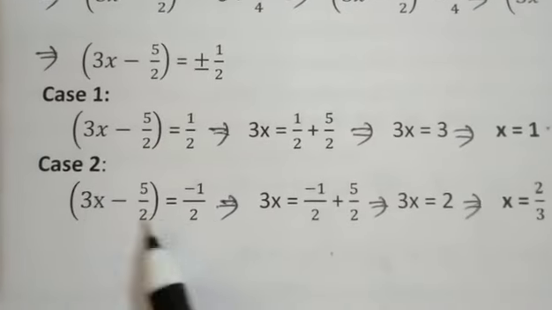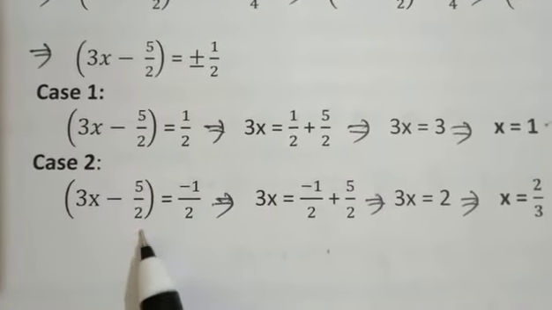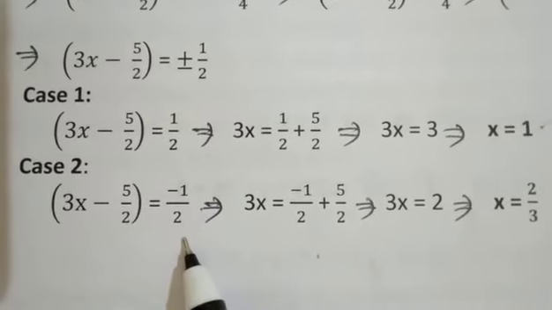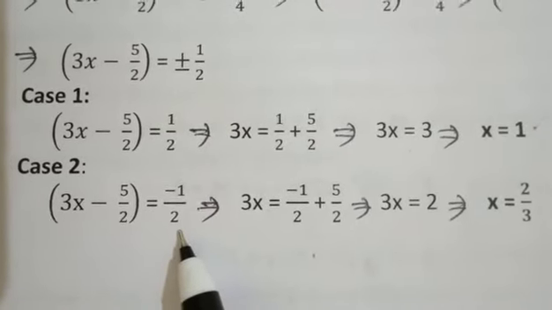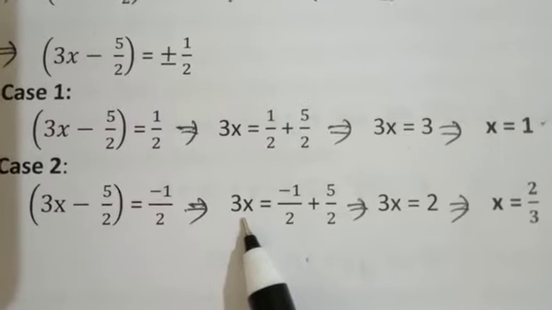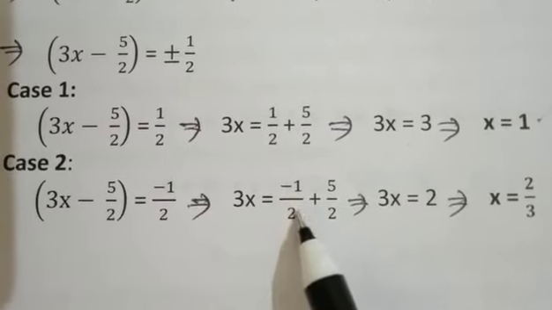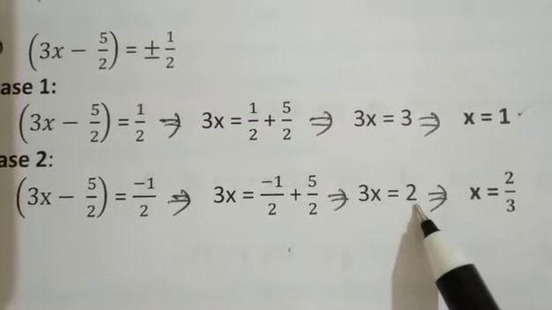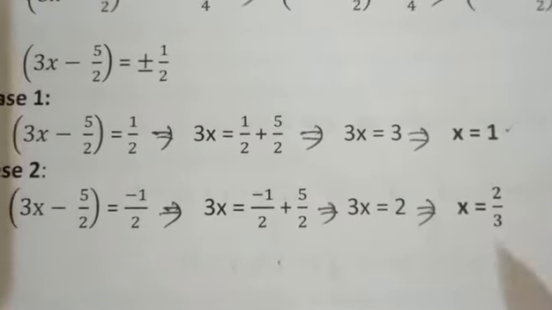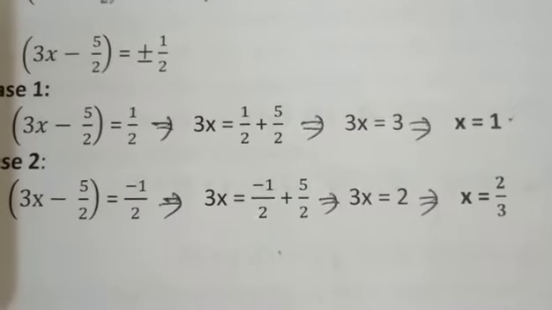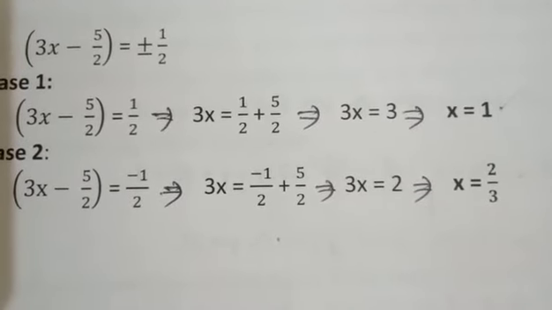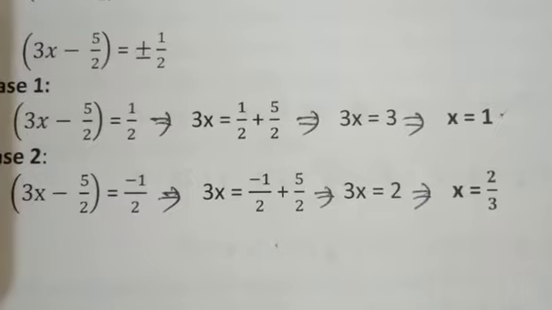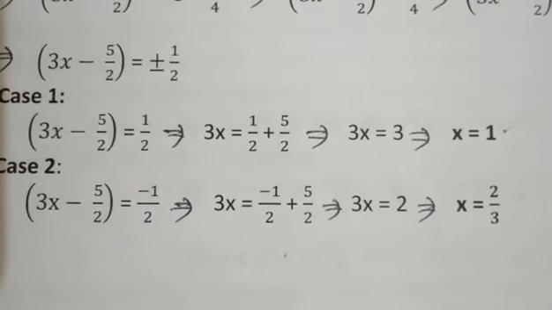Case number 2 is 3x minus 5 by 2 equal to minus 1 by 2. I have taken the negative value here, which implies 3x is equal to minus 1 by 2 plus 5 by 2, which further implies 3x is equal to 2, and ultimately I got the value of x as 2 by 3. So I have got two values of x because a quadratic equation should have two values of x.